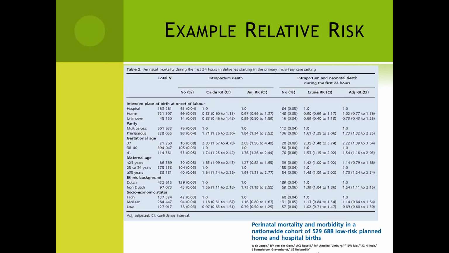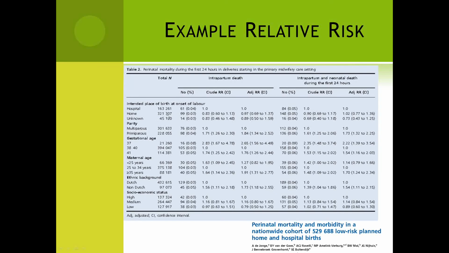So here's a little bit of a busy table, but let's focus down on just one of the outcomes. Let's look at the crude RR, which is relative risk. This study and these results are looking at the risk of intrapartum death for women in a couple of categories. So ones who intend to give birth at hospital at the outset of labour, those who intend to give birth at home at the outset of labour, and those who are unknown.